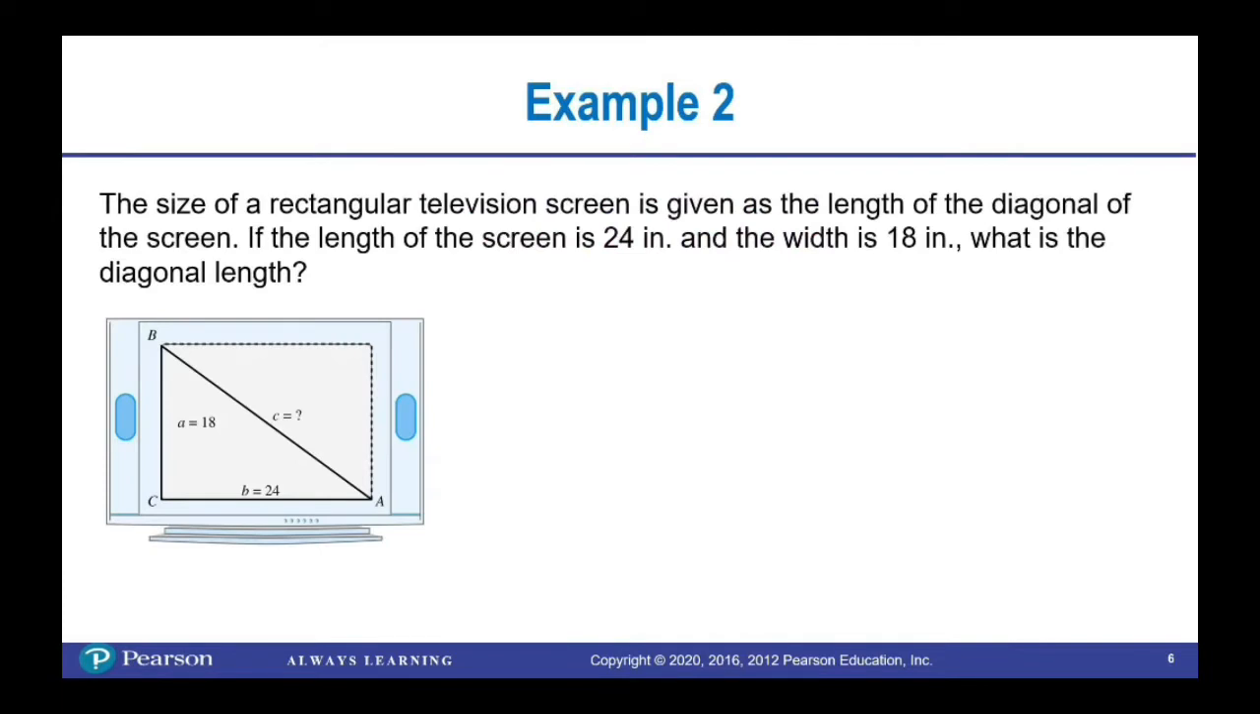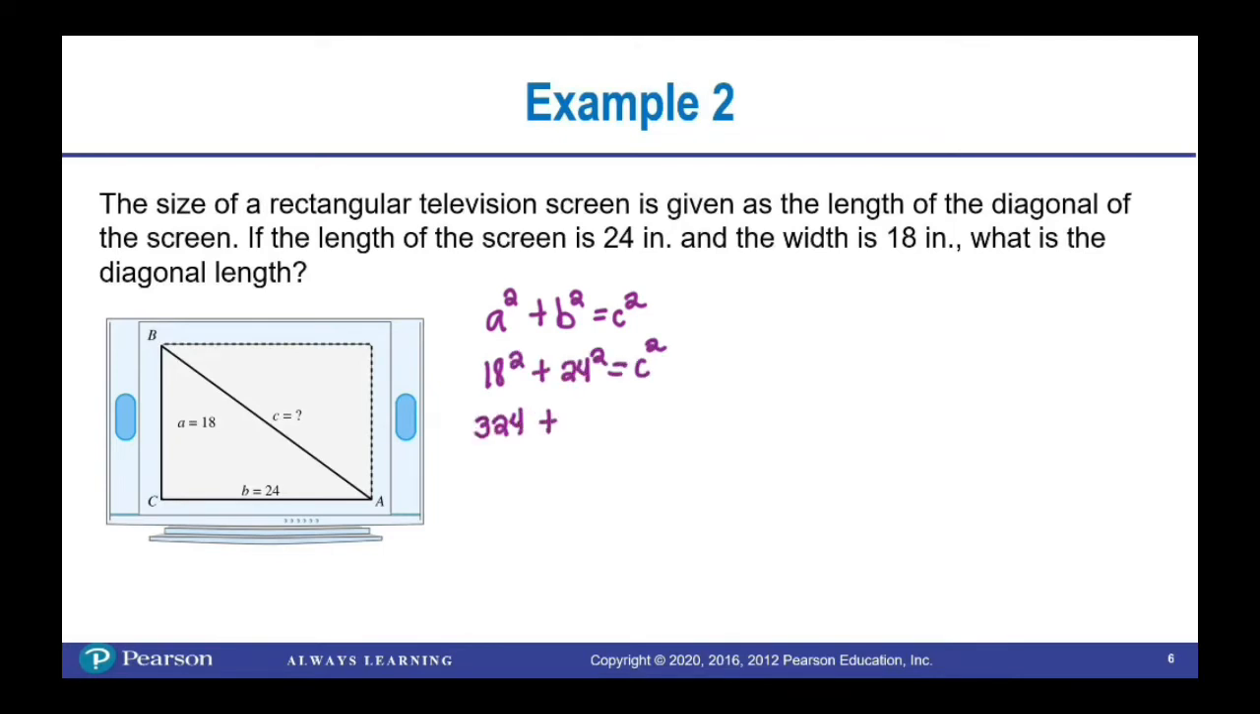Look at example 2. The size of a rectangular television screen is given as the length of the diagonal of the screen. We know that the length of the screen is 24 inches and the width is 18. And the question asks, what is the diagonal length? Notice your picture already has a, b, and c labeled. We have a right angle with the television, and so we can use the Pythagorean Theorem: a squared plus b squared equals c squared. a is 18, b is 24.